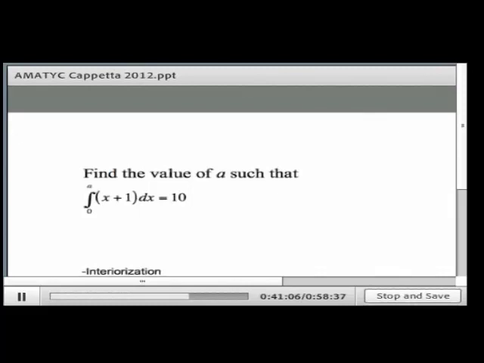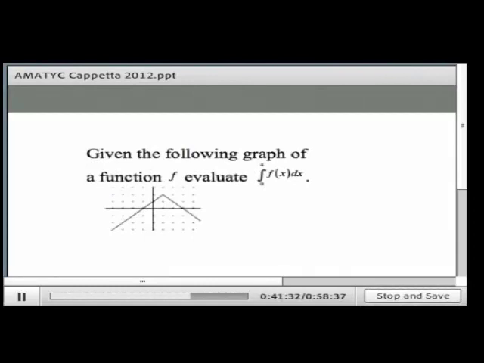Okay, another somewhat non-traditional problem. Find a such that the integral from 0 to a of x plus 1 dx is 10. Yes, we can do this with the fundamental theorem of calculus. I would prefer if students would do this geometrically and draw a picture. What I like about this problem is there's two values of a. There's one a that's positive and there's one a that is not. So if that's the case, how can we make sense from that perspective?